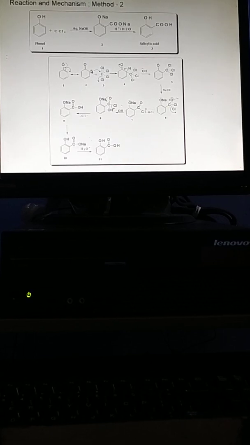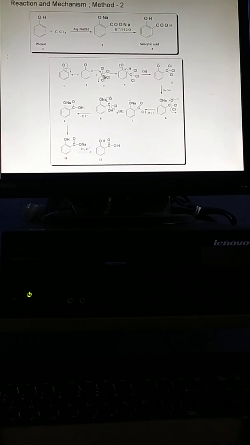So the phenol is electron rich, and this carbon is electron deficient, attached to 4 chlorine atoms here. So this attacks the carbon here, and that forms the intermediate 4 here. From the intermediate 4, there is a loss of proton here. It means there is an aromatization of this benzene ring that will take place. So that forms the structure 5.